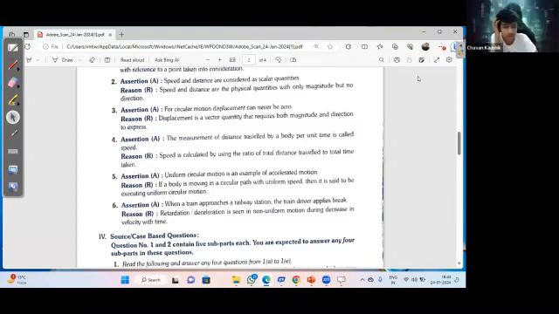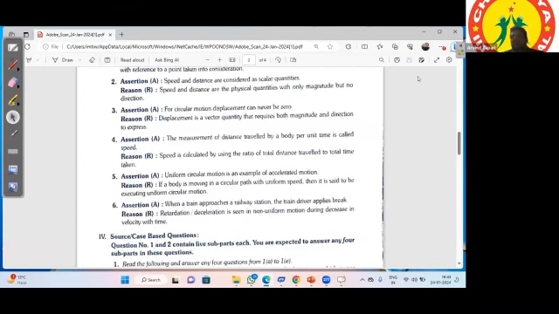Sir, is there option B for this question? A might be correct, but R is wrong. Okay, see, A is correct. Uniform circular motion is an example of accelerated motion because velocity changes, but speed does not change. So it is an accelerated motion. If a body is moving in a circular path with uniform speed, then it is said to be executing uniform circular motion.